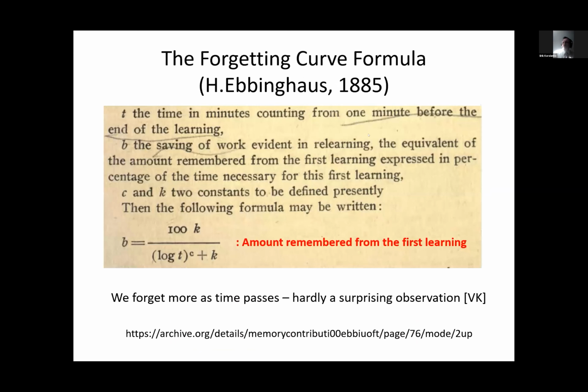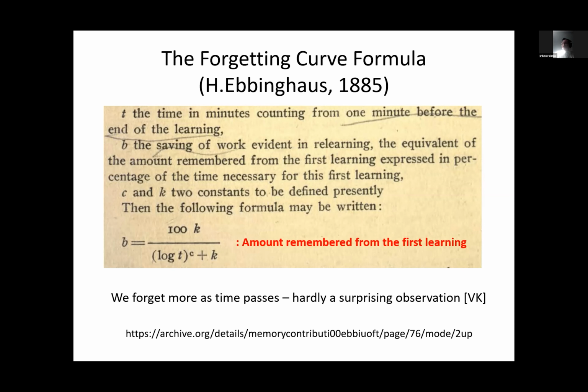So the contribution of Ebbinghaus was to invent a formula that describes the results, the outcomes of a particular experiment. And from his original work translated here, the amount which is remembered from the first learning depends on the time elapsed since the learning has been completed. And then there are two parameters, which are C and K, which can be adjusted in order to fit this time dependence to the actual data. And so the general result was that as time passes, more and more of what we have learned has been forgotten, which is, we can note, not a very surprising observation.